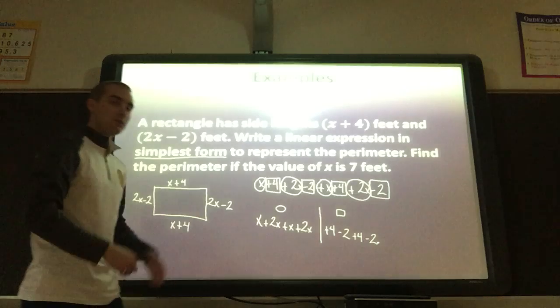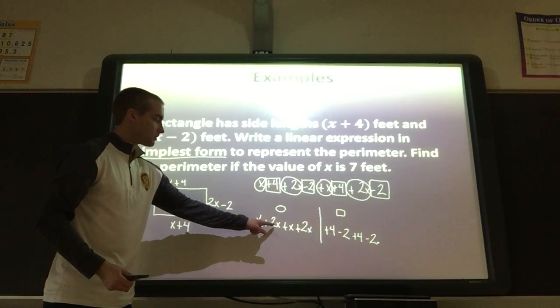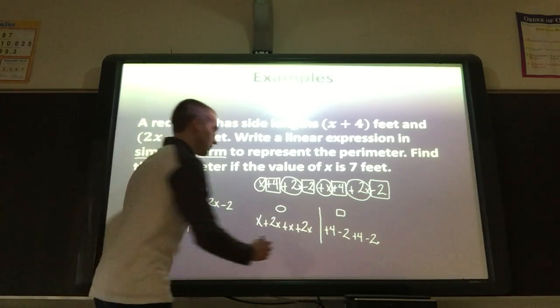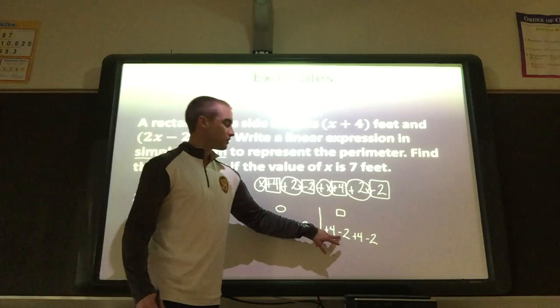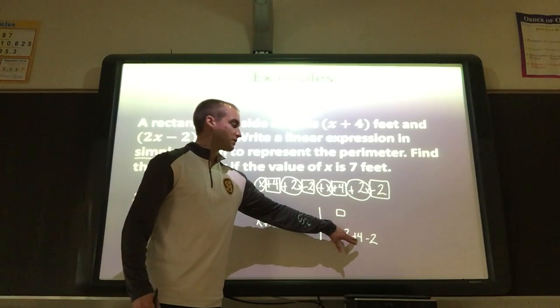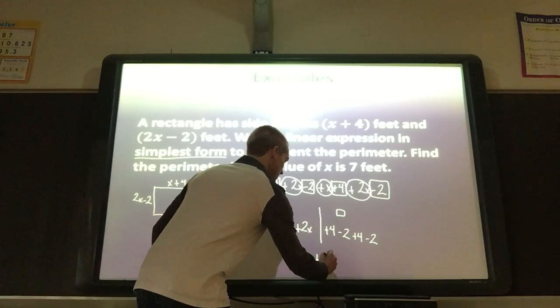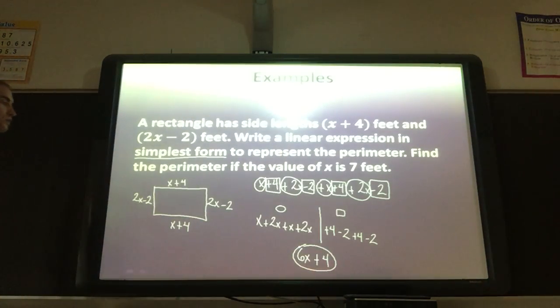And then finally, I would add both sides together to simplify. 1x plus 2x would be 3x, plus 1x is 4x, so another 2x would be 6x. And then 4 minus 2 is 2, 2 plus 4 is 6, and 6 minus 2 would be positive 4. So 6x plus 4, that is our expression in simplest form.